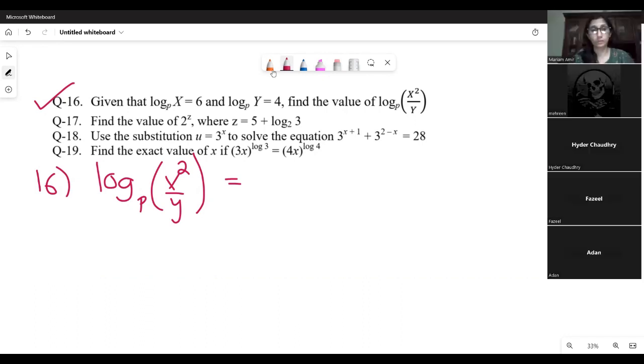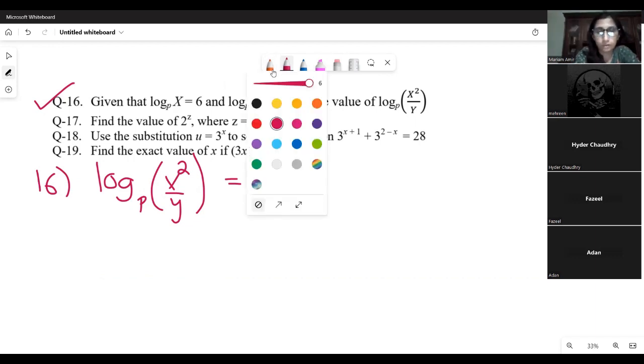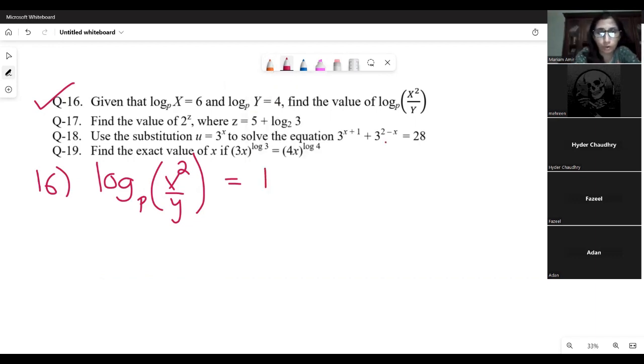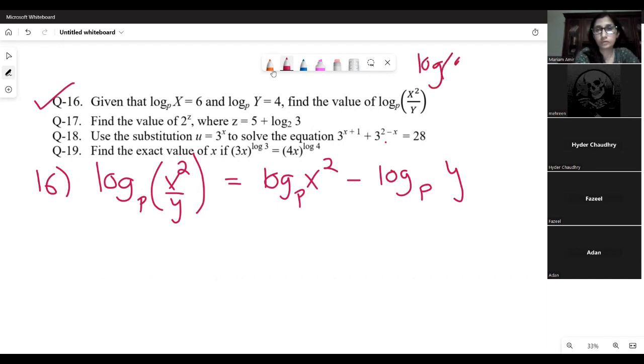Okay. Sorry about that. So yes, I think Heather is right. From what I heard, you break this into log base p of x squared minus log base p of y using the property of log. Log a by b is equal to log a minus log b.